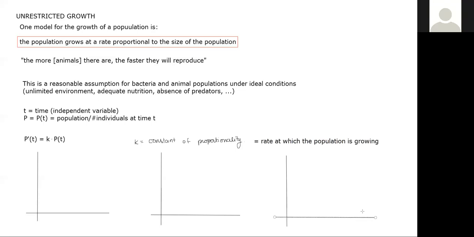Okay. So the first possibility is that k is equal to 1. Okay, so that just means that the population is growing, so the derivative is equal to the function itself, right? So p prime of t is equal to, oops, I think I'm writing too small, p of t.